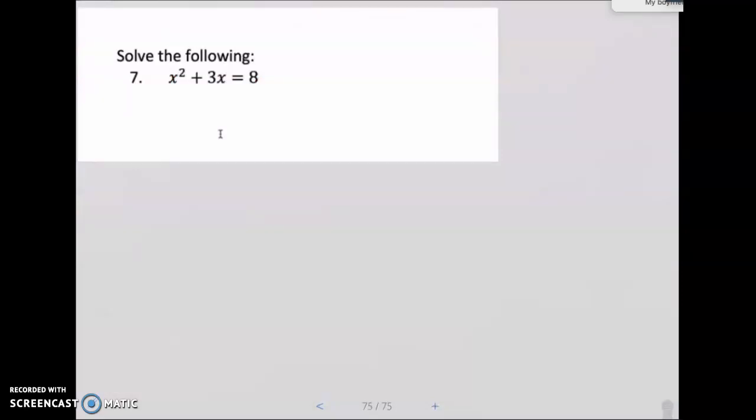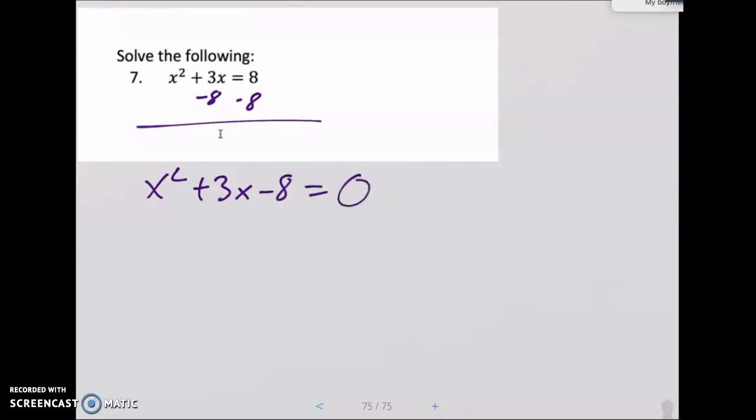Last one, I saved the best for last. You got it. Get it equal to 0 first. X squared plus 3x, I kind of tried to trick you here. We can't combine the 3x and the negative 8 because they're not like terms. So now you should always try to factor.